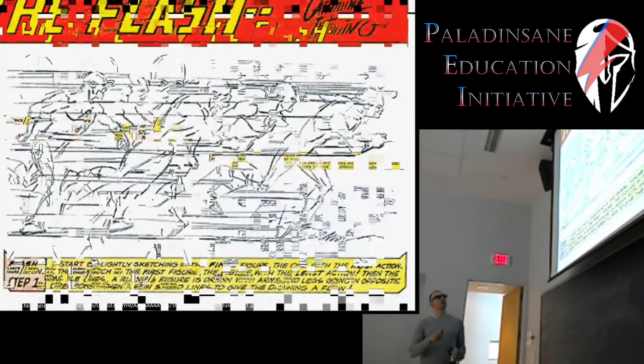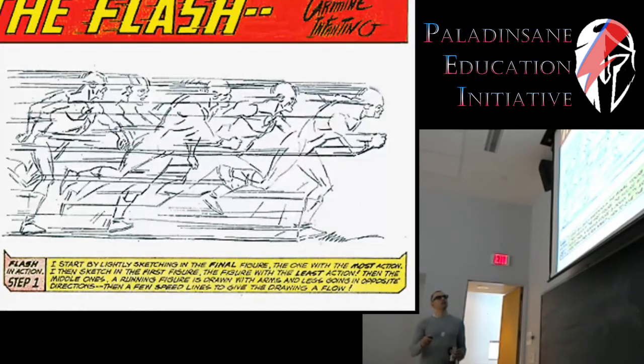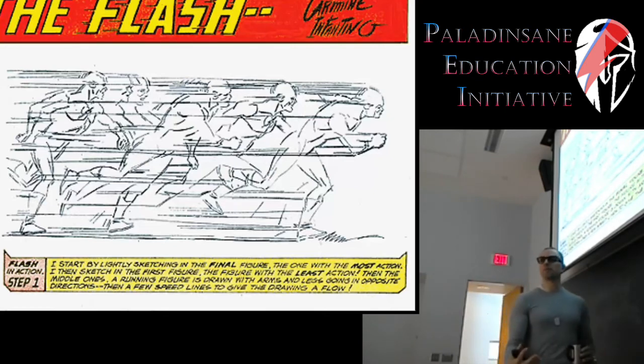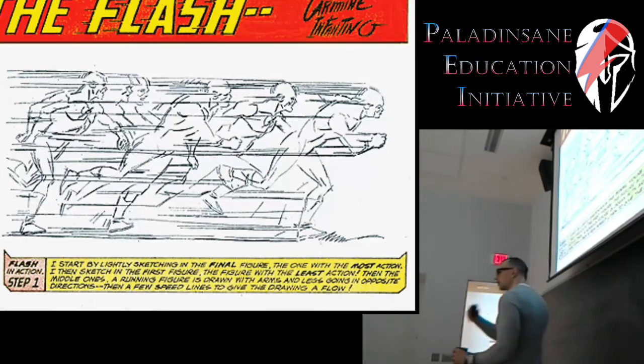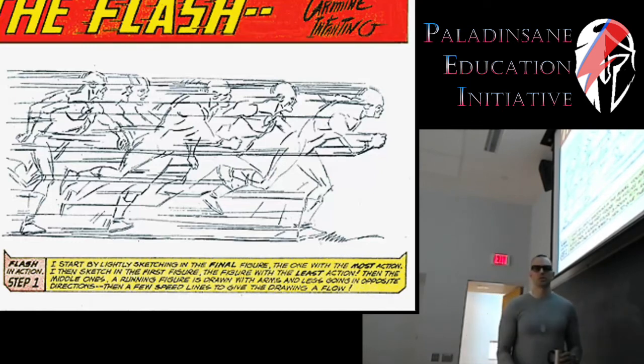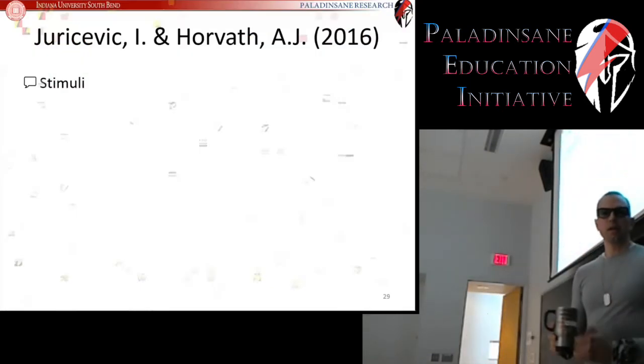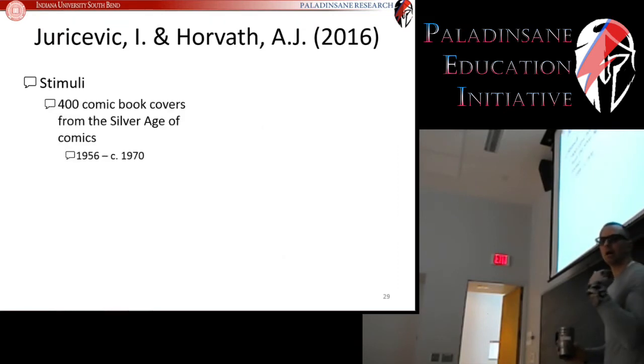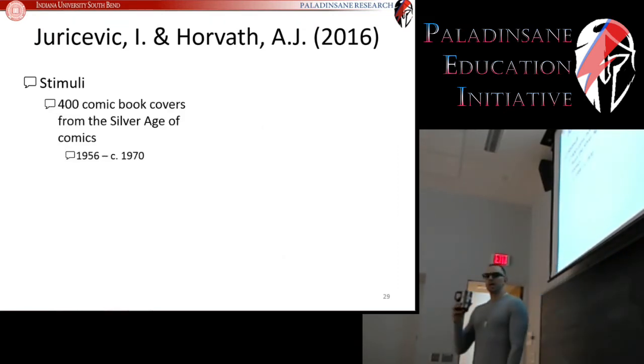And we basically took a look at images of motion and then coded each image for the devices that were used in the image. So if it had multiple images, that would be a metaphorical device. If it had action lines, that would be a metaphorical device. Posture of the limbs, that would be a literal device. And we literally went through about 400 covers and coded for motion in each of those covers. All right, so the stimuli that we used: 400 comic book covers from the Silver Age of comics.